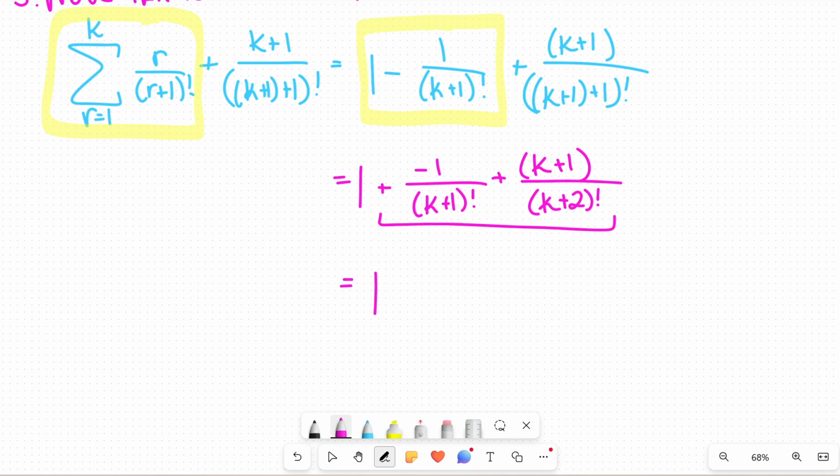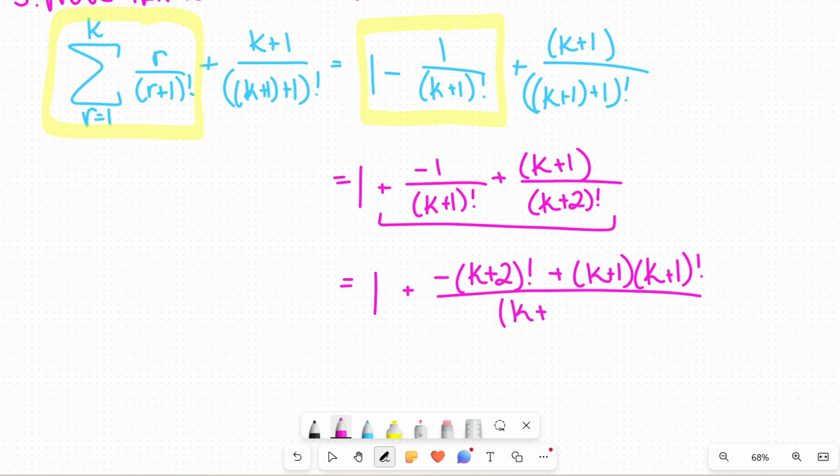So I'm going to have my 1 all by itself. I'm going to get a common denominator here. So I'm going to multiply my first term by K plus 2 factorial. And then my second term is going to be multiplied by K plus 1 factorial. So now my denominator becomes K plus 1 factorial times K plus 2 factorial.